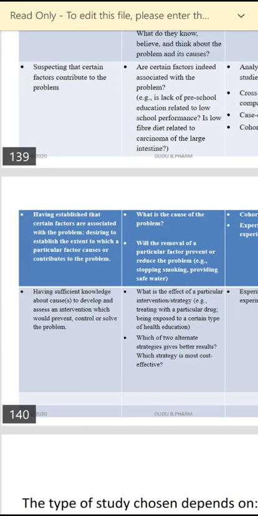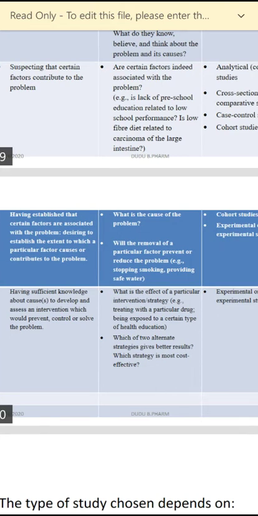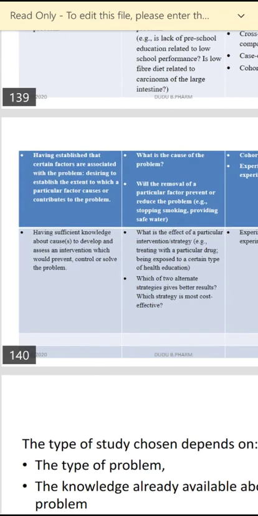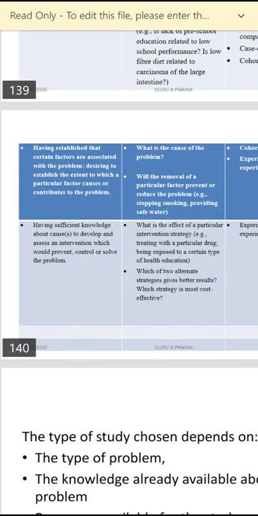Another is having established that a certain factor is associated with the problem, desiring to establish the extent to which a particular factor causes or contributes to the problem. For example, what is the cause of the problem? Will the removal of a particular factor prevent or reduce the problem? Examples: stopping smoking, providing safe water. Then you come to your study design. It can be cohort studies, experimental or quasi-experimental studies, as we have seen according to what they do.